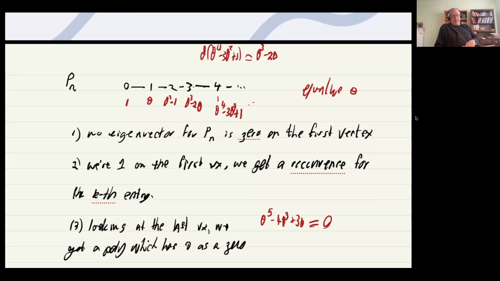Now, the issue here is it shouldn't be clear to you that the zeros of this polynomial are distinct. They are, and it's not too hard to prove, but I'm not doing it. You can probably do it from what we've got here, but I'll leave it at that. So that's the path and n vertices. Any questions at this point?